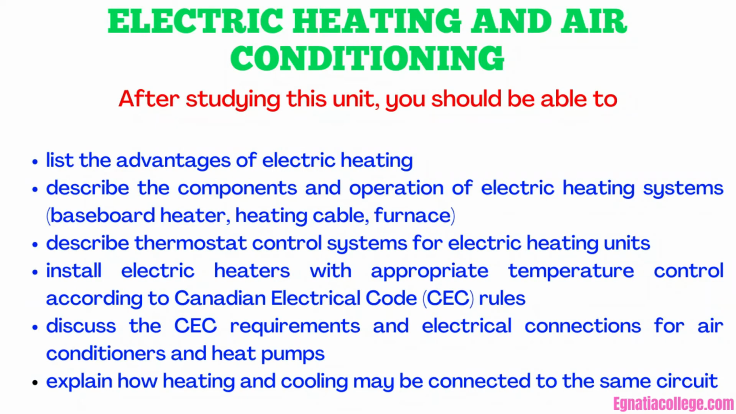Electric heating and air conditioning. After studying this unit, you should be able to list the advantages of electric heating. Describe the components and operation of electric heating systems: baseboard heater, heating cable, furnace. Describe thermostat control systems for electric heating units. Install electric heaters with appropriate temperature control according to Canadian Electrical Code (CEC) rules. Discuss the CEC requirements and electrical connections for air conditioners and heat pumps. Explain how heating and cooling may be connected to the same circuit.